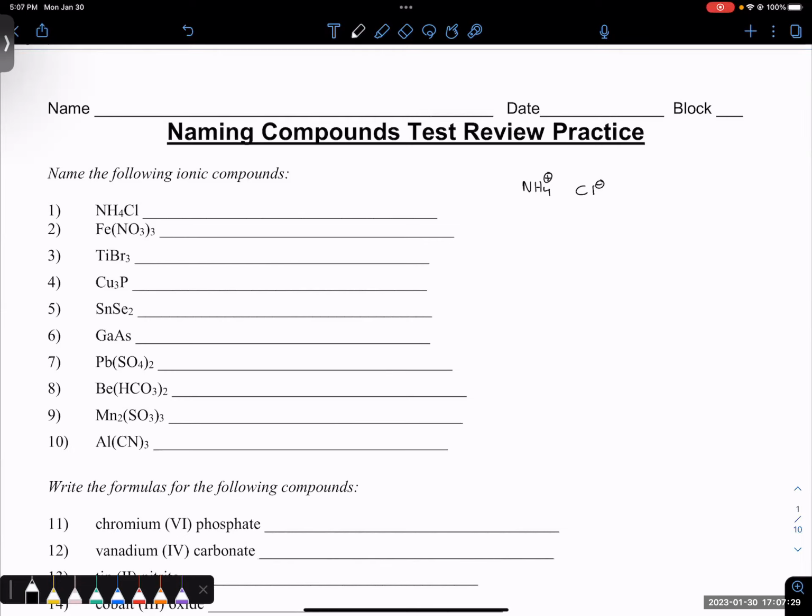Yeah, so someone in the class is helping me out here. It said -1. So we have ammonium and we have chlorine. When chlorine is in its ionic state, it's not called chlorine anymore. It's called chloride. So the way you would name this is just ammonium chloride. Just like that.